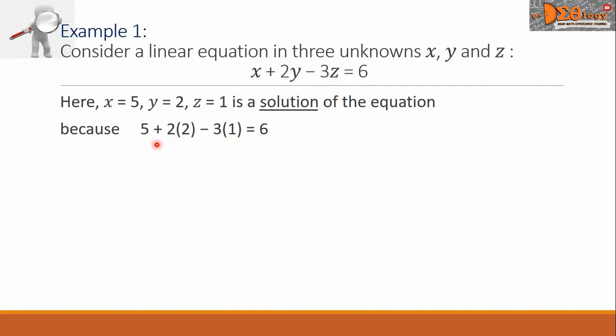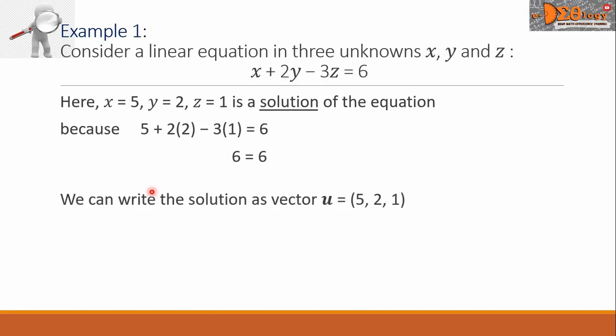So the 5 plus the product 2 times 2 is 4 minus the product 3 times 1. So we have here 5 plus 4 minus 3 is equal to 6. We can see that 6 equals 6. We can write the solution as vector u, and this equals (5, 2, 1), or a column matrix u equals 5, 2, 1.